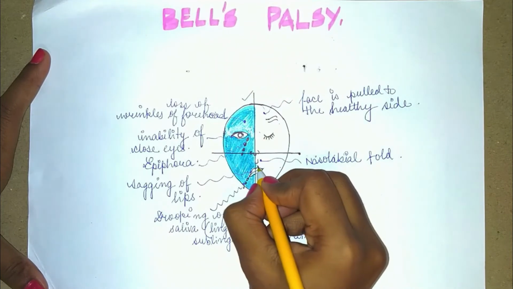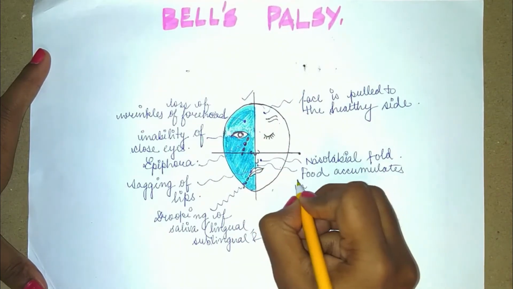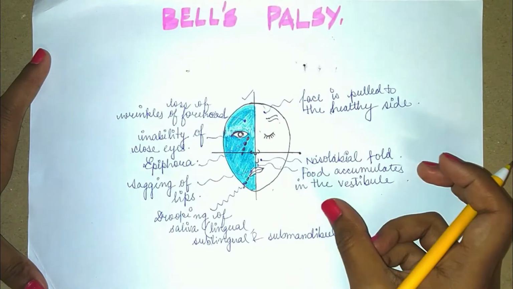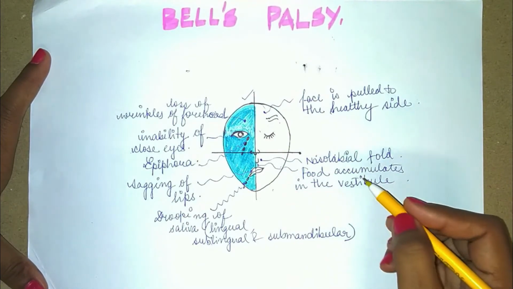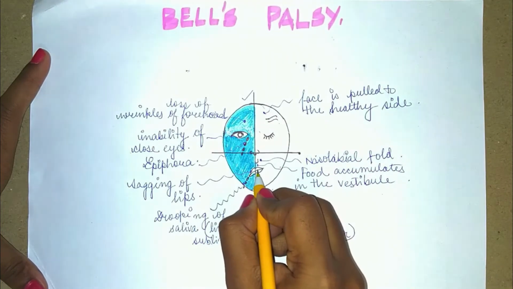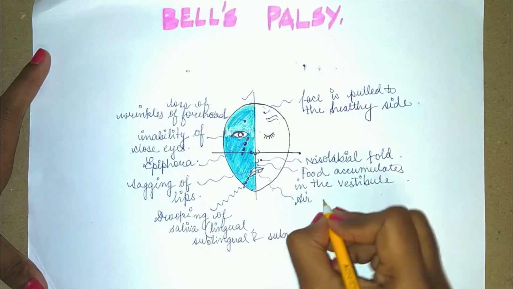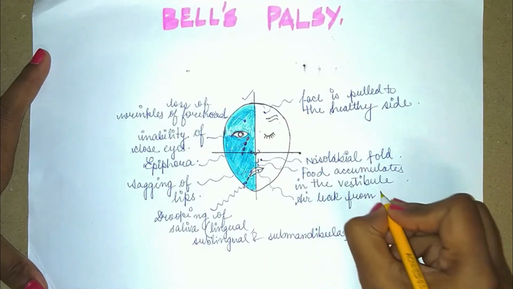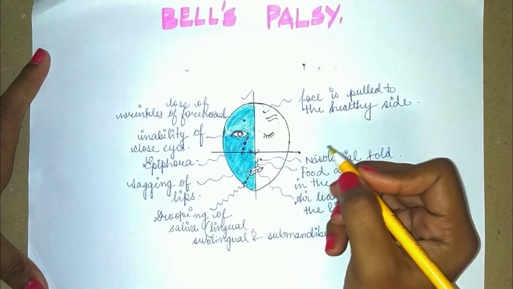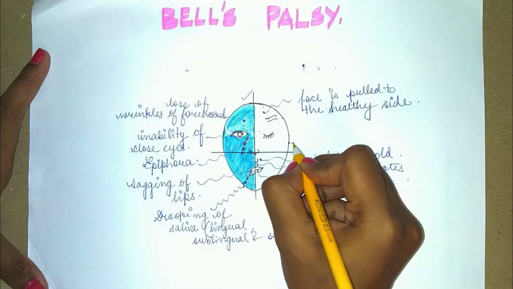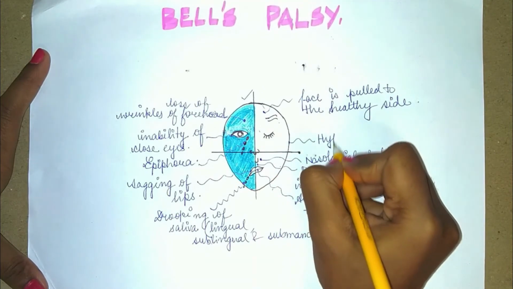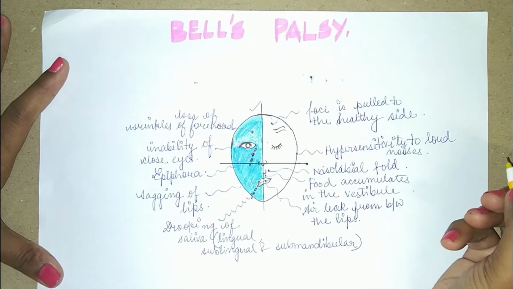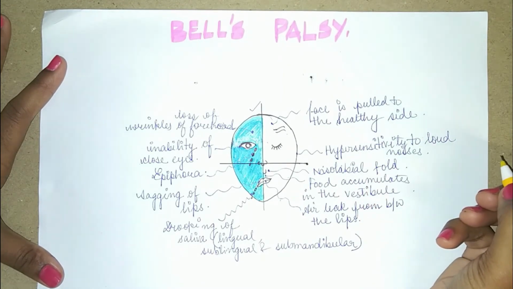The next one is in the vestibule. Vestibule is the gap between the lips and the teeth. That part is known as the vestibule. Next point is air leak from between the lips, which we cannot draw in the diagram. So those are, there is a hypersensitivity to loud noises. The patient is hypersensitive to loud noises.